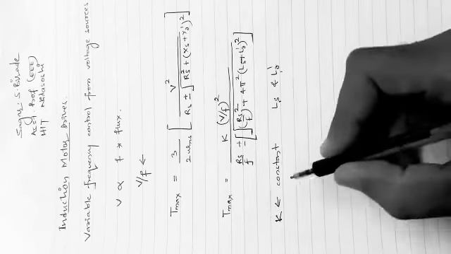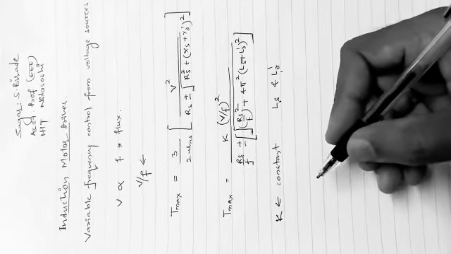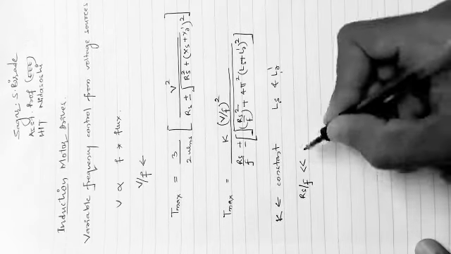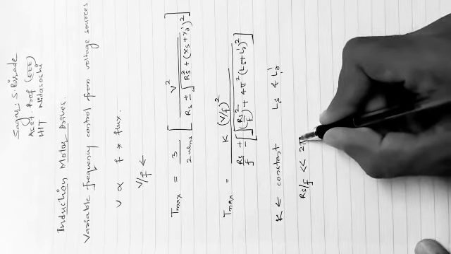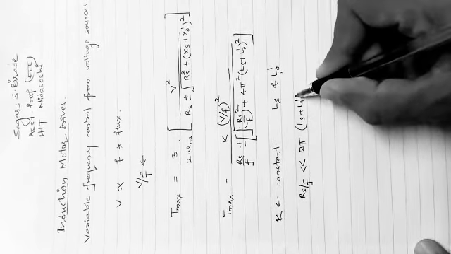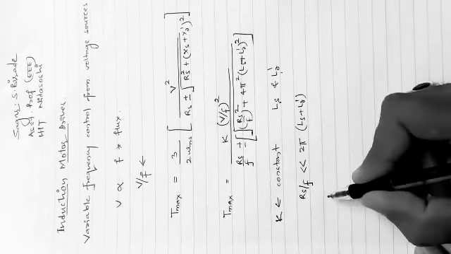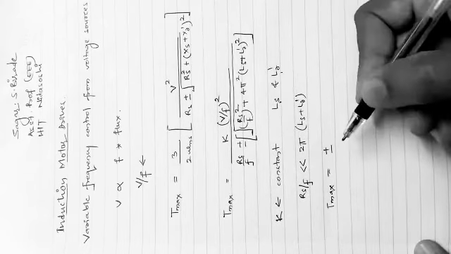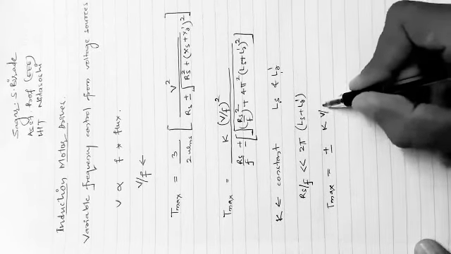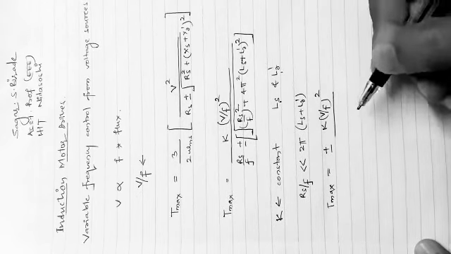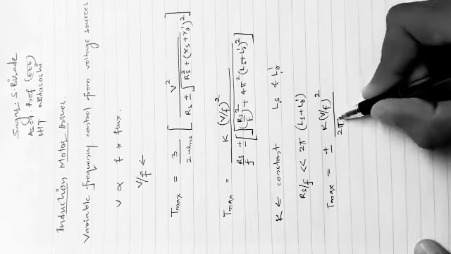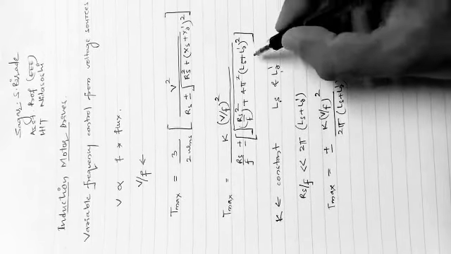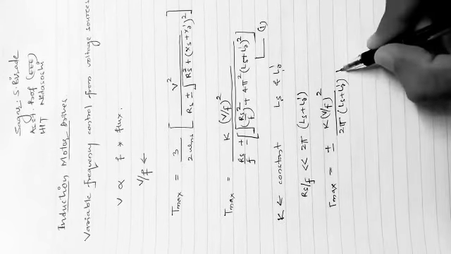Considering one case, say at not very low frequencies, Rs by F will be smaller than 2 pi Ls plus Lr dash, and the equation for Tmax, by substituting this, will be plus or minus K times V by F its square, divided by 2 pi Ls plus Lr dash. I will call the earlier equation equation 1 and this one equation 2.